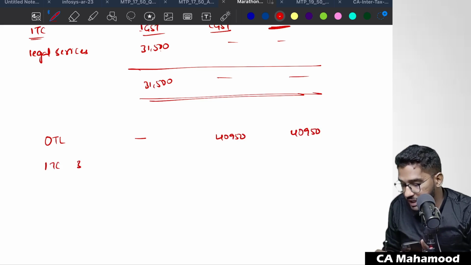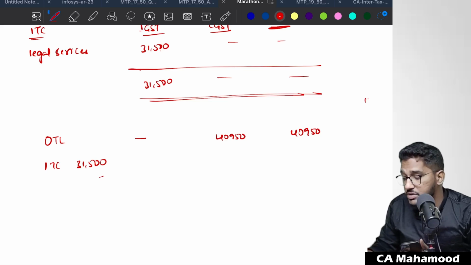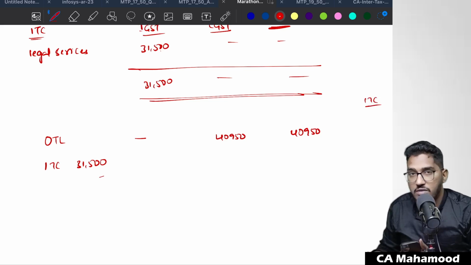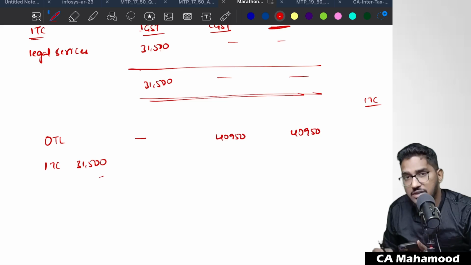Now I have ITC of 31,500 of IGST. How can I use it? Since there is no IGST output tax liability, you can use this 31,500 in whatever manner you want. Since we don't have any ITC of CGST and SGST, in whatever manner you are using this input tax credit, that doesn't matter.